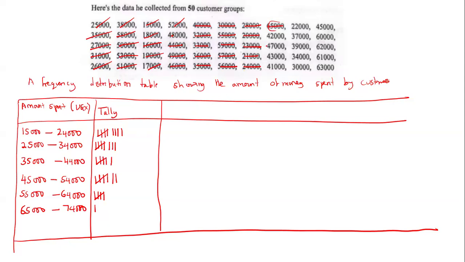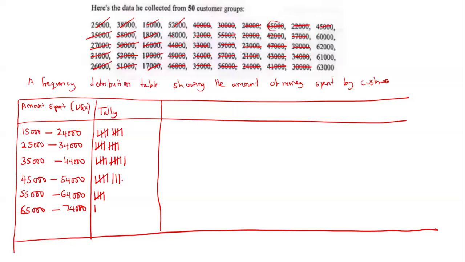65 is here. 42 is here. 47 here. 43 is here. 41 is here. 22 is here. 37 is here. 39 is here. 34 here. 30, 30 here.